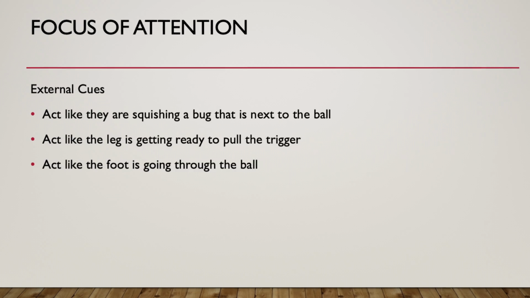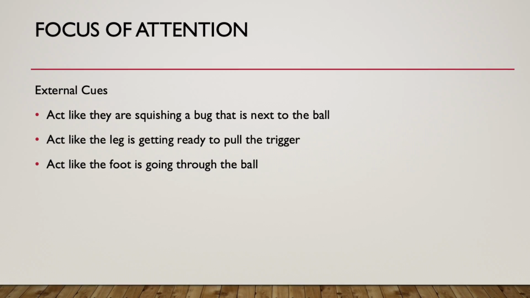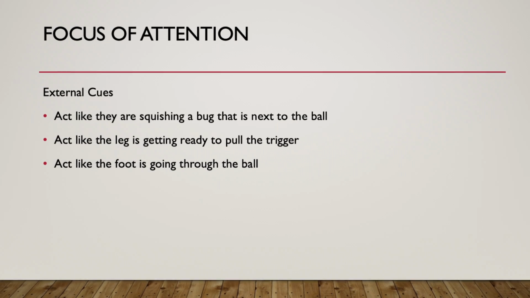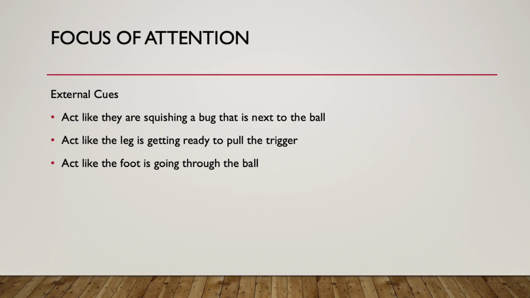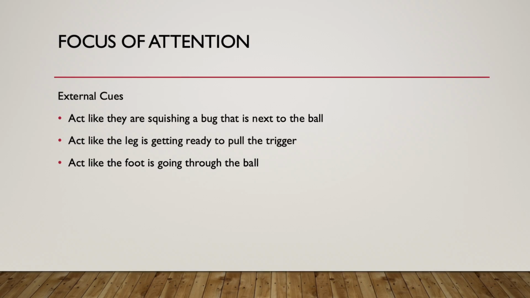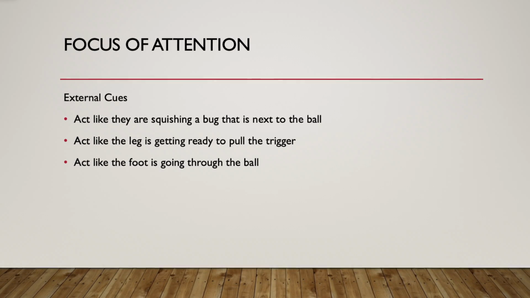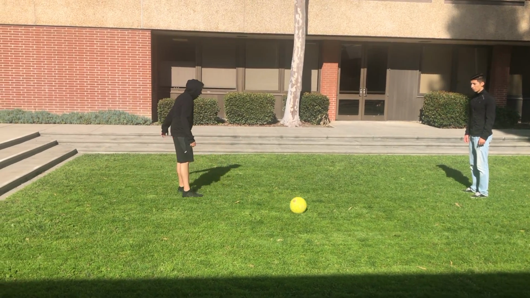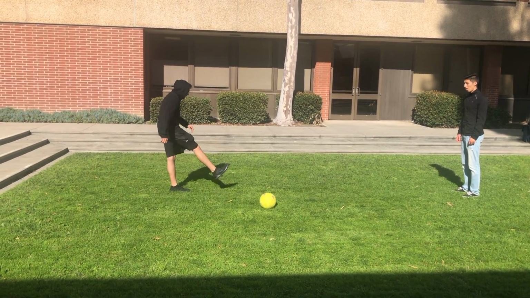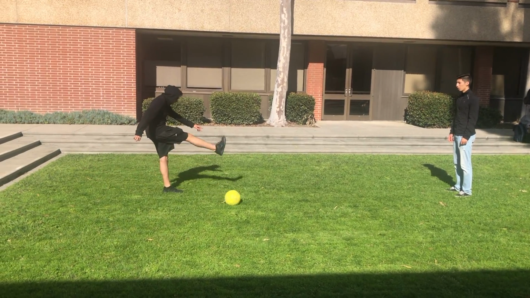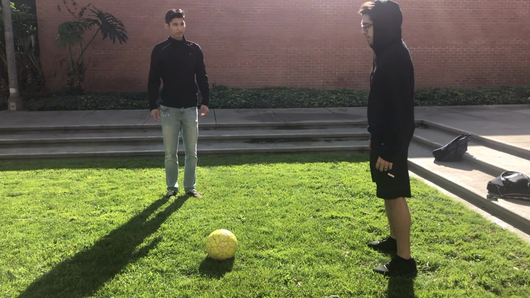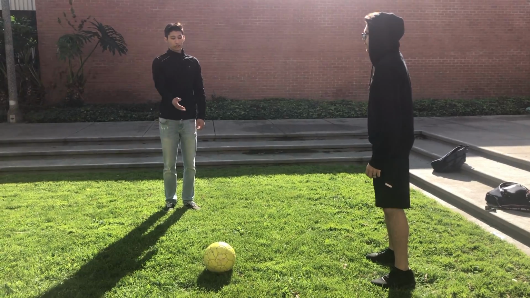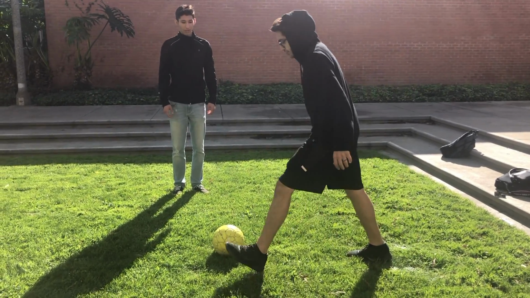Whenever the learner would ask for feedback, feedback given would foster an external focus of attention. It was important that the external cues given were meant to correct critical factors of the soccer pass. One of the cues that was given was to act like he was stepping on a bug that was to the side of the ball. This was given to correctly place his non-dominant foot on the side of the ball.